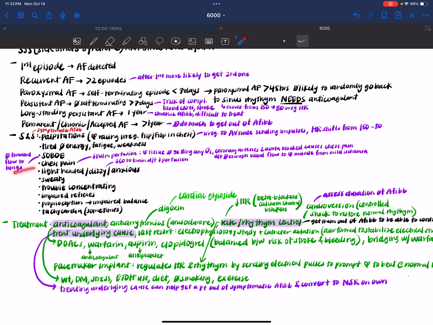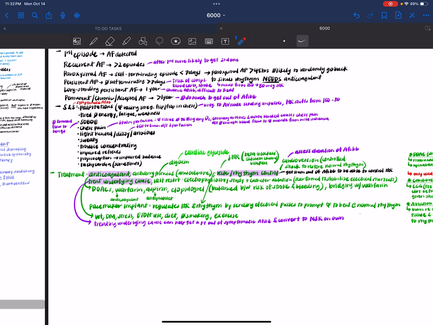So you have shortness of breath and chest pain, lower pulmonary perfusion, and heart tissue not getting enough oxygen, causing chest pain due to not enough blood flow to the heart muscles, or mild ischemia. You'll feel lightheaded because cardiac output is decreased to the brain and perfusion is also decreased, causing anxiety, dizziness, lightheadedness, trouble concentrating, impaired reflexes, proprioception, impaired balance, and tachycardia.